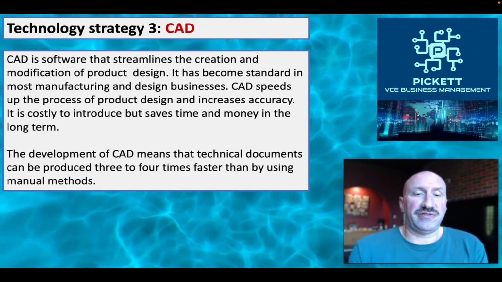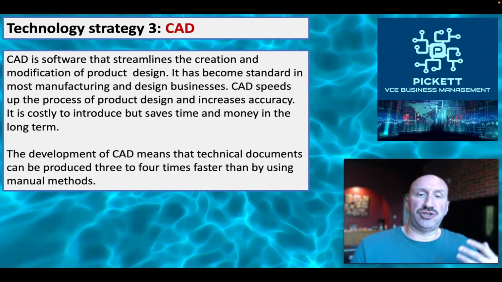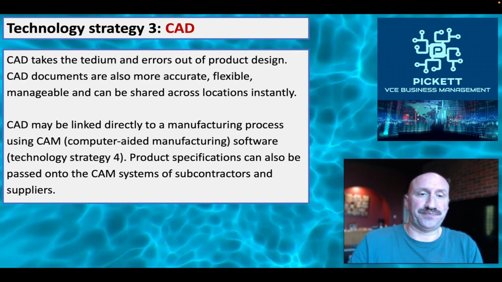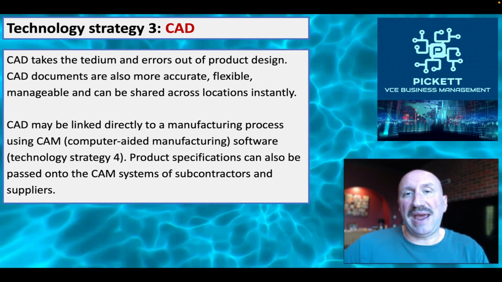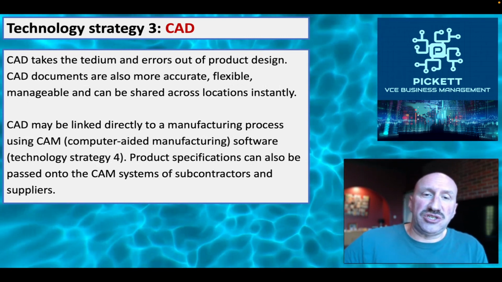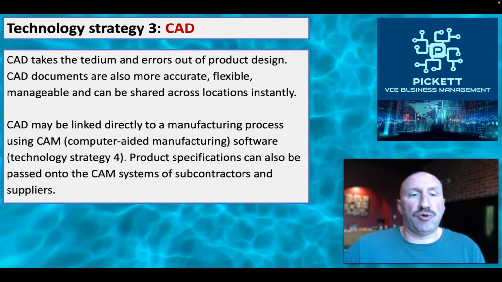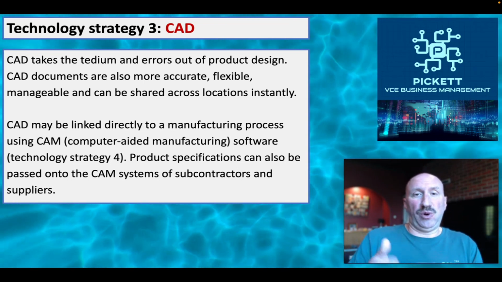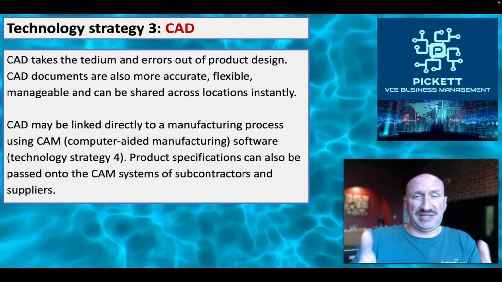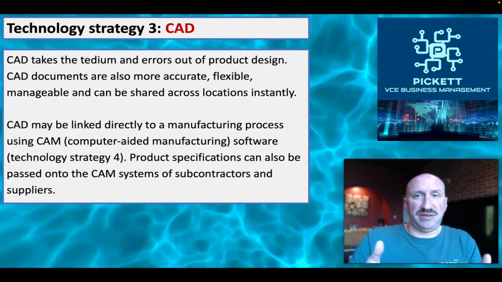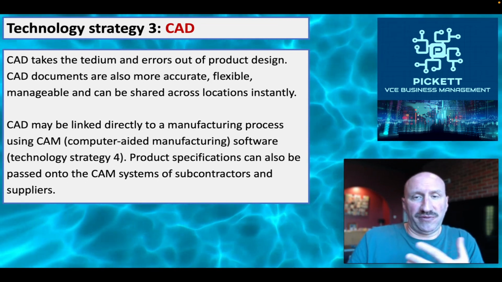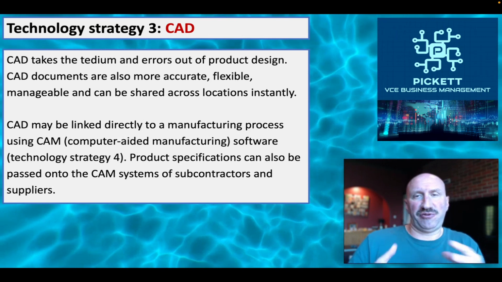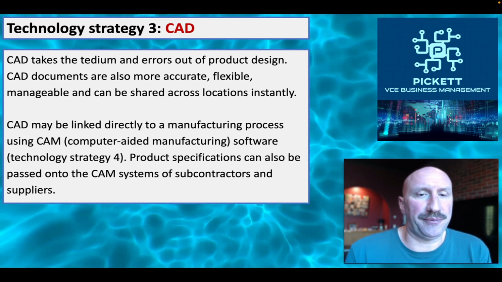Also, the development of CAD means that technical documents can be produced 3 to 4 times faster than by using old school manual methods. It takes the tedium and the errors out of product design. These documents are more accurate, they're more flexible, they're more manageable. And another key point is they can be shared across locations instantly. So if someone's working on a CAD and they produce a design with CAD, within seconds, that can be seen by anyone anywhere in the world, obviously through email or other technologies, which obviously in the past, if you're producing a physical drawing, could not happen.